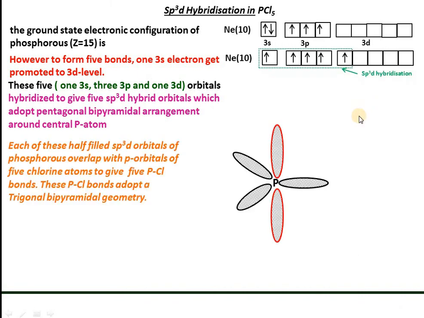Therefore, in PCl5, phosphorus shares each of its 5 half-filled sp3d orbitals with p orbitals of 5 chlorine atoms to form 5 P-Cl bonds and adopts trigonal bipyramidal geometry because it does not contain any lone pair, like this.